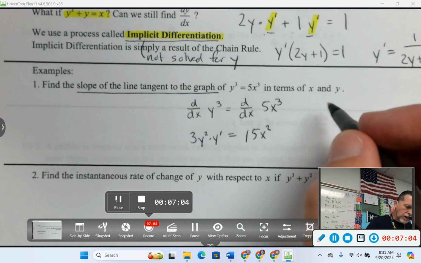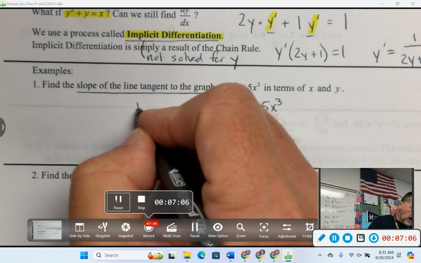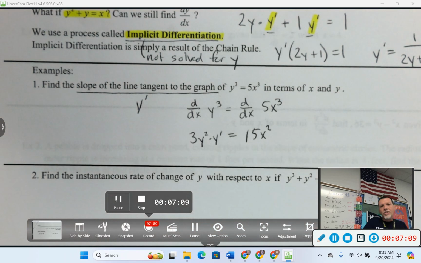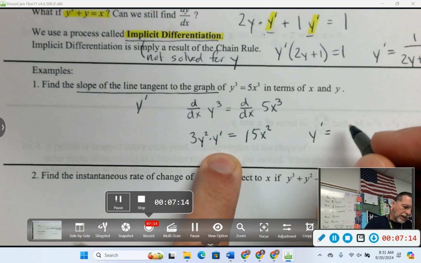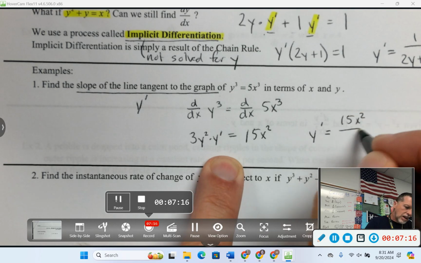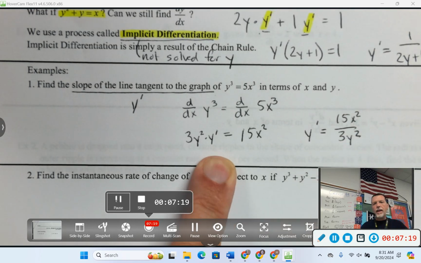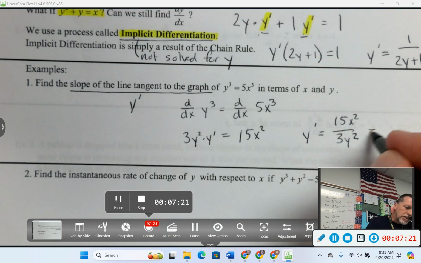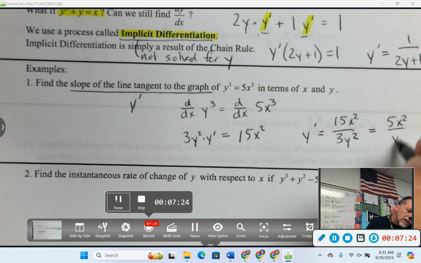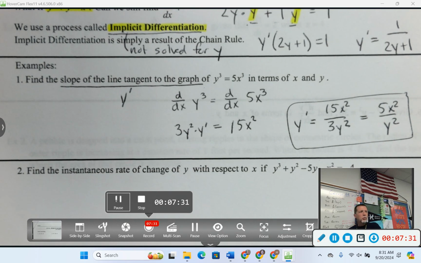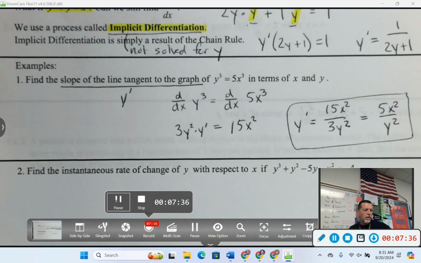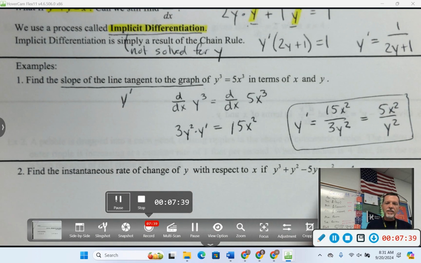And then, because it wants us to find y prime, so our calculus is over, but I need to get y prime by itself. So let's divide by 3y squared. And you could leave it like that. Obviously, a multiple choice would probably simplify. Again, no new rules, really, but remembering the chain rule when you've got y and maybe lots of y's thrown in there.